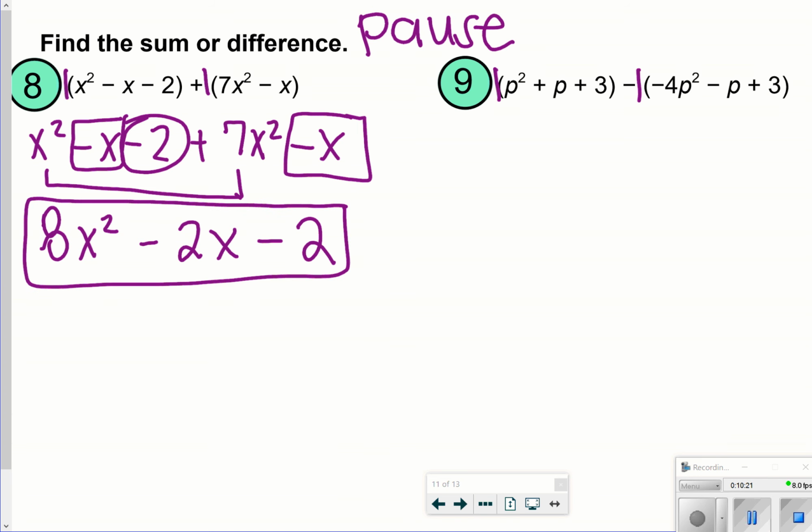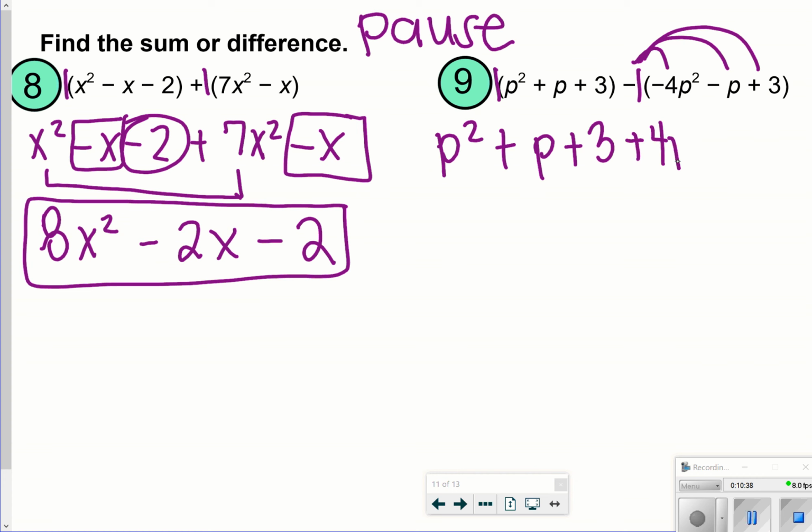Number 9, you should have noticed that you're still distributing a positive 1 for the first polynomial. So I still have p squared plus p plus 3. But when I'm distributing a negative 1 to the second trinomial, I'm going to change everything to its opposite. So a positive 4p squared, a positive p, and a negative 3. Then I'm going to go ahead and combine p squareds. P squared and 4p squared gives me 5p squared.